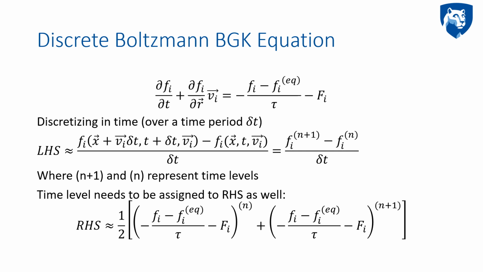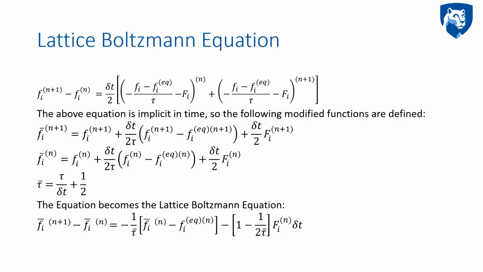Since we're assigning a time level to the left-hand side of the equation, we have to do the same for the right-hand side as well. So what we do is we take an arithmetic average of the right-hand side between the two time levels. So simply put, that's just the right-hand side at time n plus 1 plus the right-hand side at time n divided by 2. So that's just the arithmetic average of the right-hand side between the two time levels. So once we do that, our equation takes this form right here.